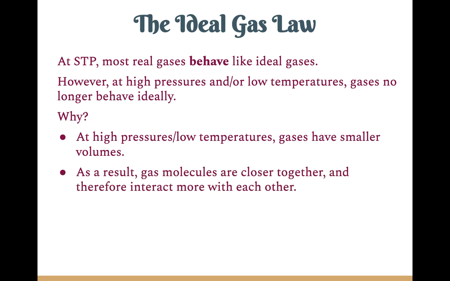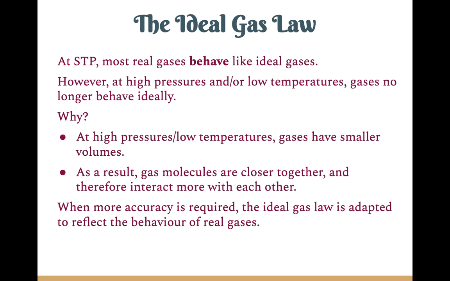And so when they have a small volume, the gas molecules are closer together. And so when they're closer together, they're going to interact more. They're going to have more attraction for each other. Their volume is going to be more important because they're closer together and there's less space between them. So at high pressures and low temperatures, gases are not going to behave ideally. So when you need more accuracy in those types of situations, the ideal gas law can be adapted to reflect the behavior of real gases. However, you will be happy to know that you're not going to have to do that.